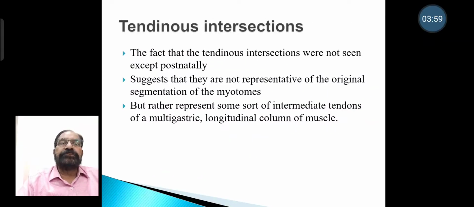Tendinous intersections. The fact that the tendinous intersections were not seen except postnatally suggests that they are not representative of the original segmentation of the myotomes, but rather represent some sort of intermediate tendons of a multigastric longitudinal column of the muscle.